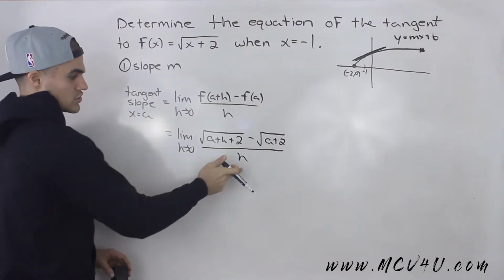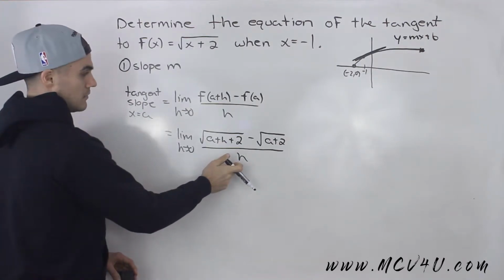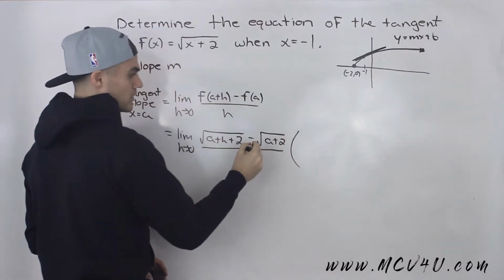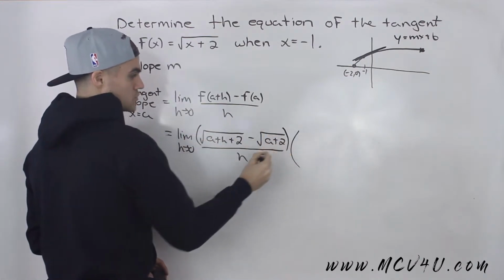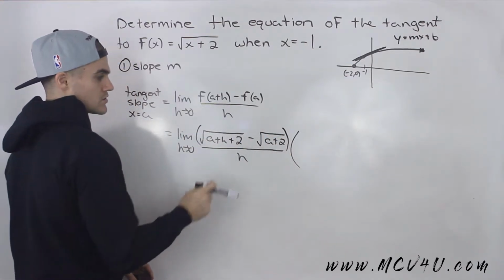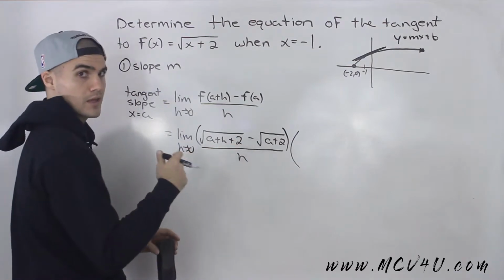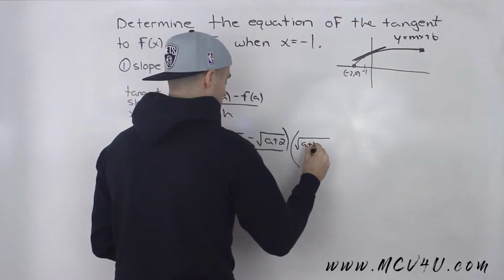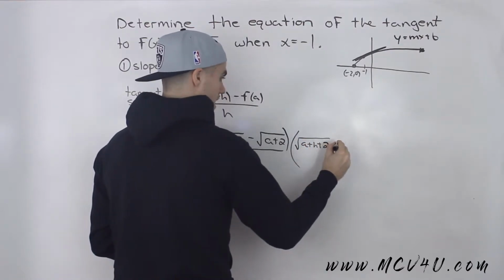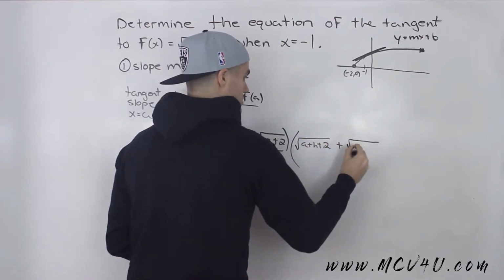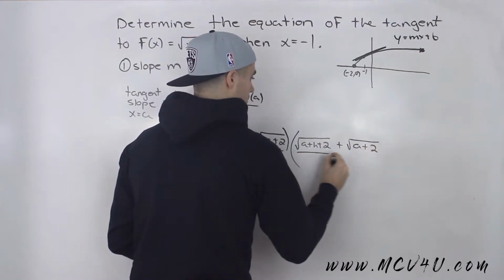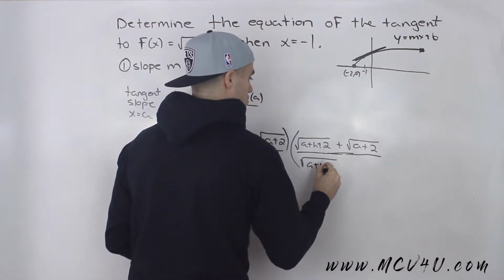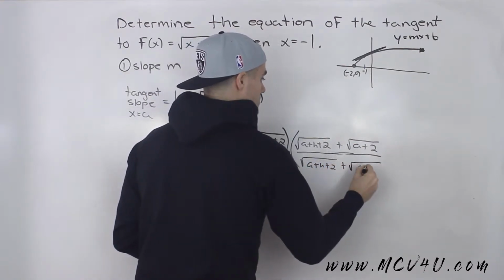So what we have to do is try to get rid of this h here in the denominator, so we're going to have to rationalize this. So we have to rationalize the numerator. Notice how it's a 2-term numerator. So to rationalize it, we've got to multiply it by its conjugate. And its conjugate is just going to be the radicals kept the same, but the sign in the middle switches. And we've got to put that conjugate in the denominator as well: square root of a plus h plus 2 plus the square root of a plus 2.